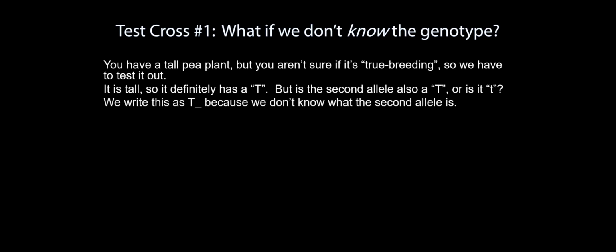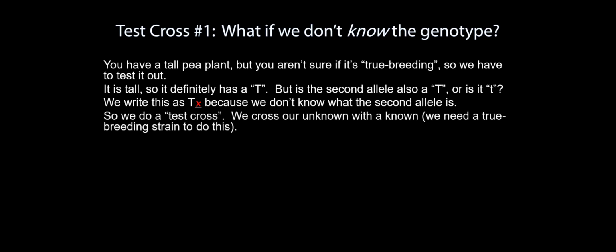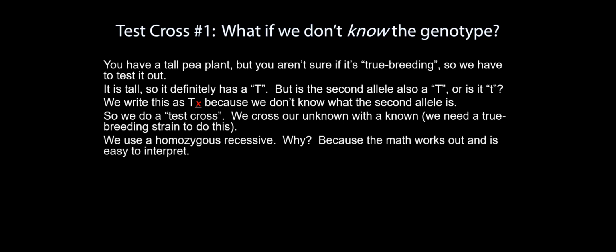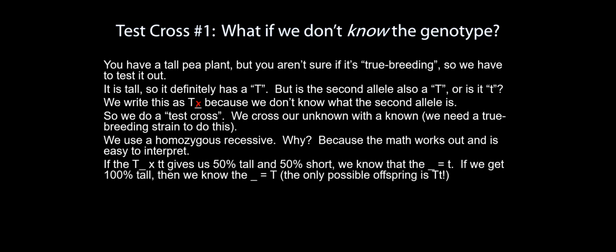And so we can write this with a T and then just a blank, because we don't know what the second allele is. You could think of that as an X, solve for X. So we do what's called a test cross. We cross the unknown with a known. In order to do that, we need a true breeding recessive strain. The reason why we use the recessive trait is because the math works out and it makes it very easy to interpret in that second generation.